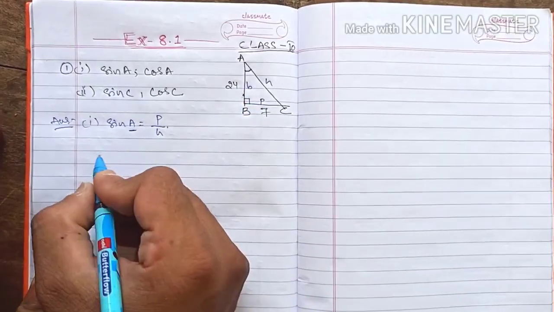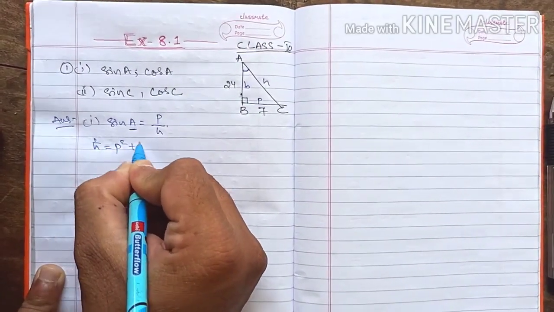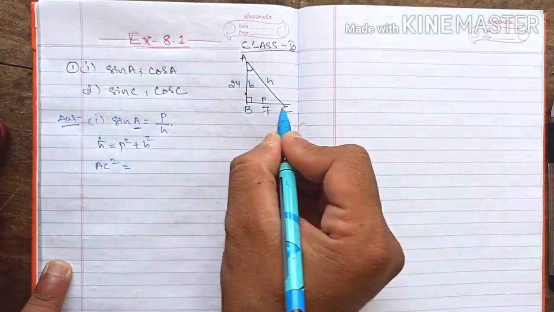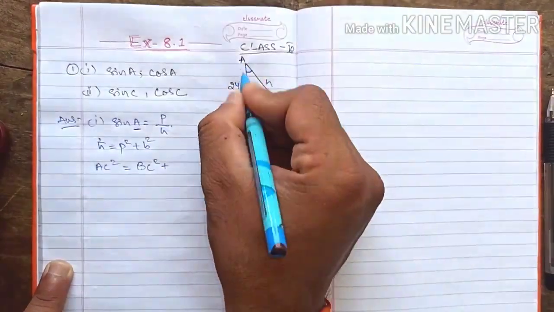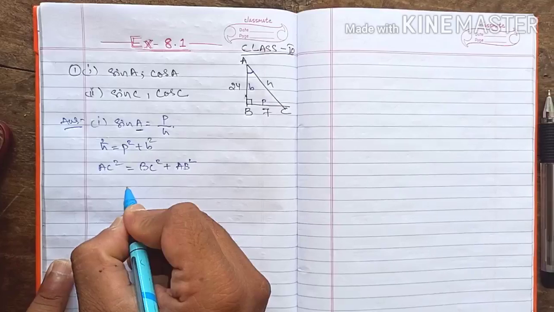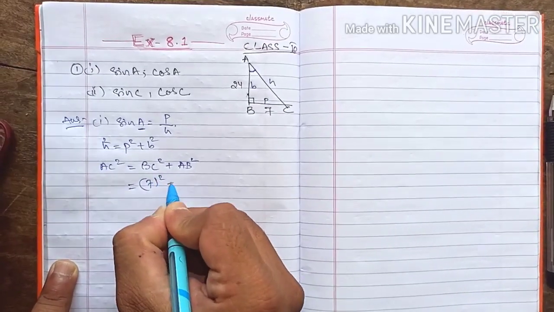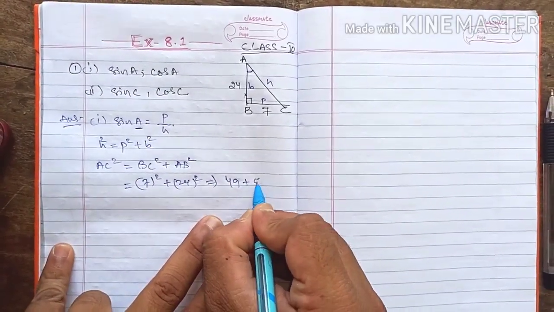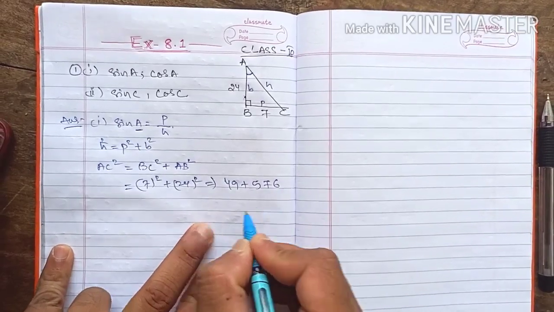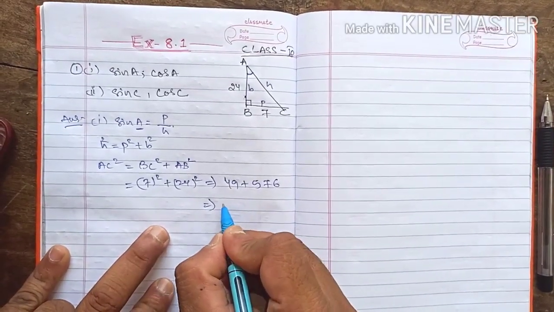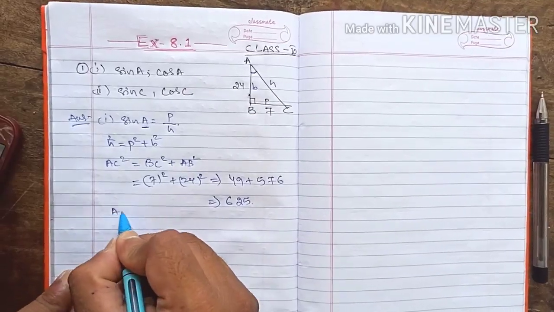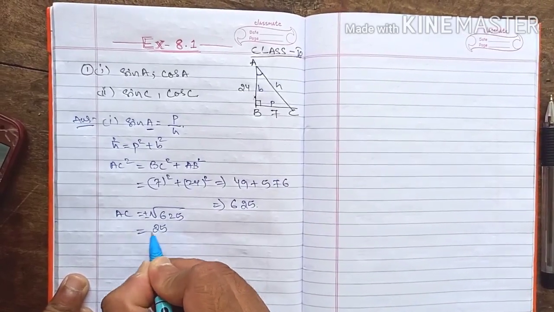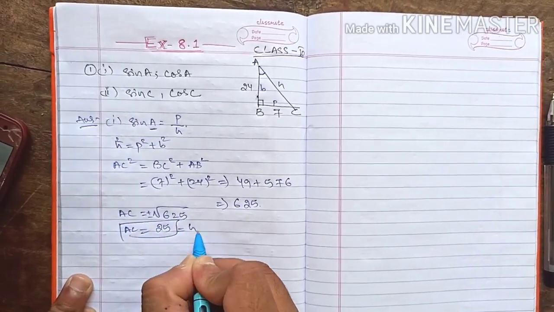First of all, we will use Pythagoras theorem. H square equals P square plus B square. H square means AC square equals P square, which is BC square, plus B square, which is AB square. AC square we don't have, BC is 7 and AB is 24, squared. 7 squared is 49, 24 squared is 576. When we add these two, we get 625. AC is root of 625. So AC we got 25, which is also H.